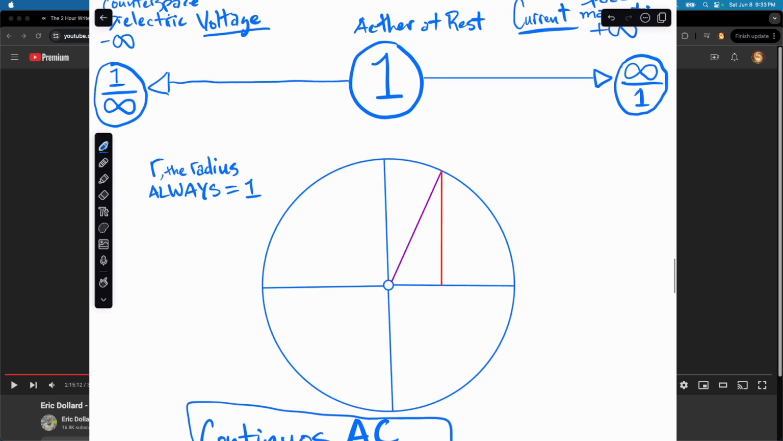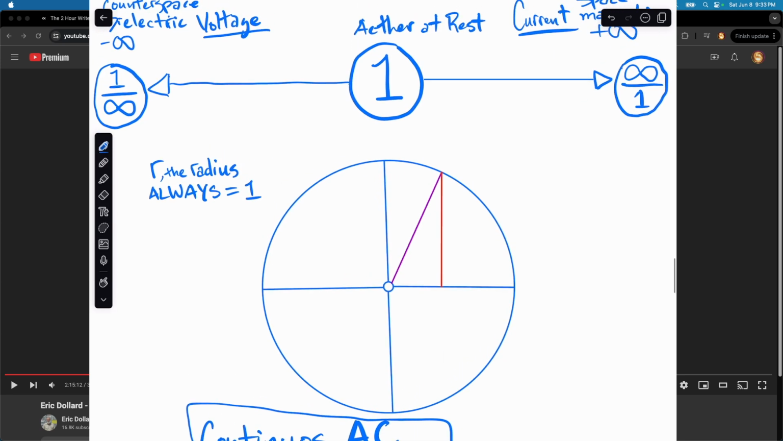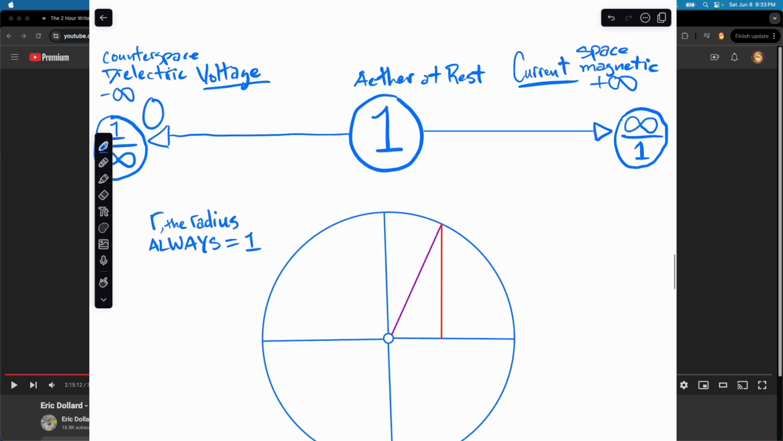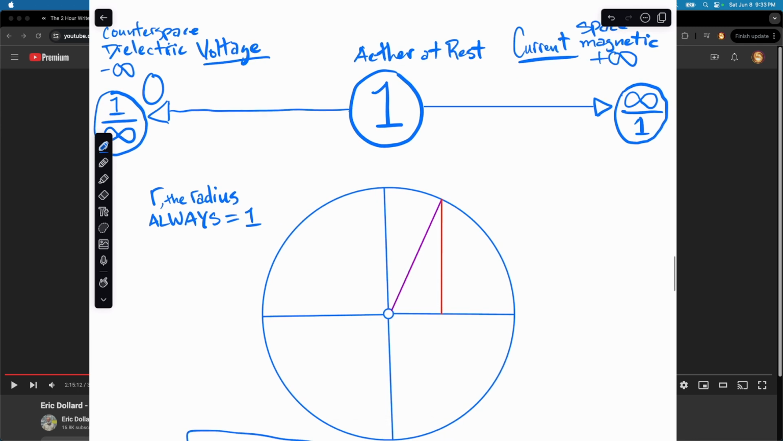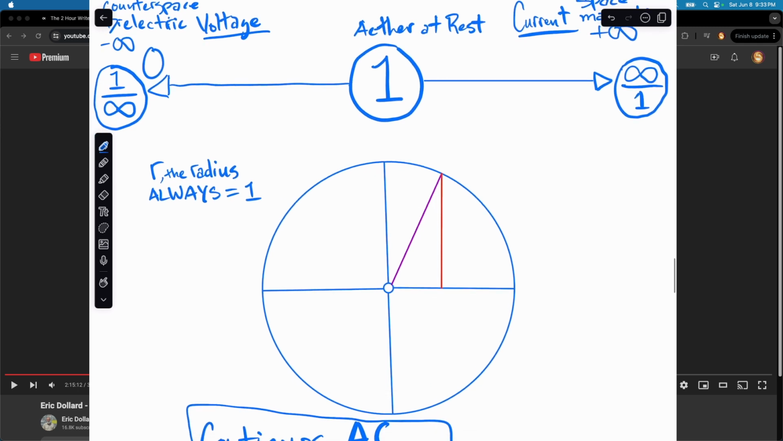And what I find interesting about 1 over infinity is it's essentially 0. So 0 is a limit. It's not an actual number. We got infinity on the right as a limit. That's approached but never reached. And then we've got on the left 0 as a limit, which is approached but never reached.